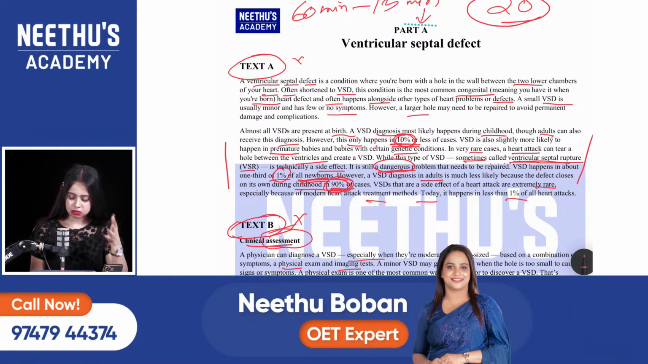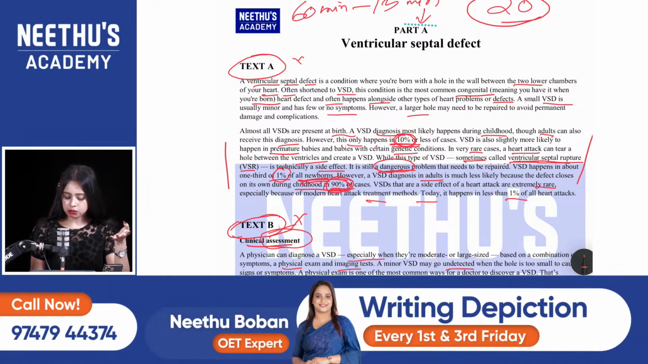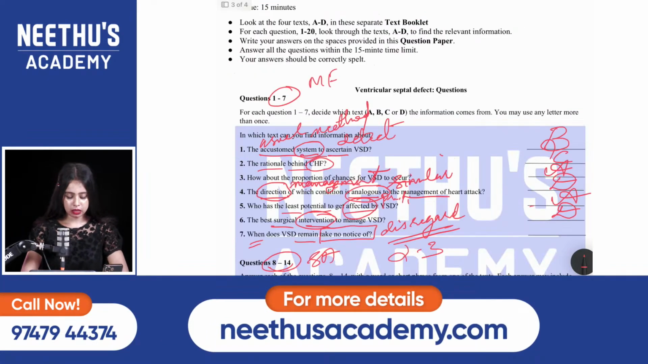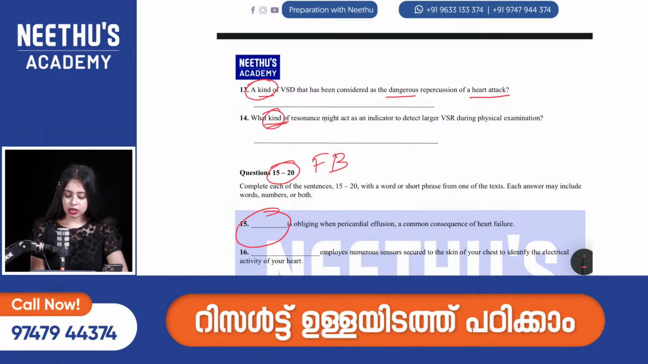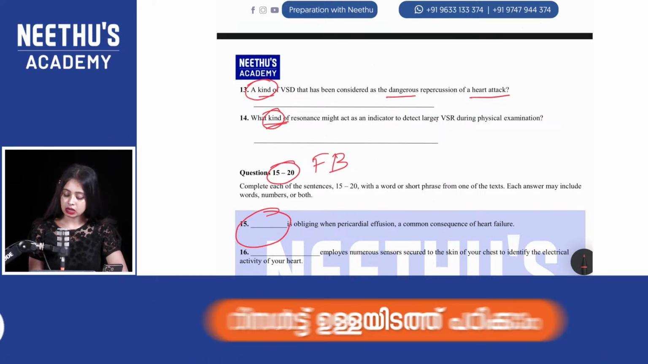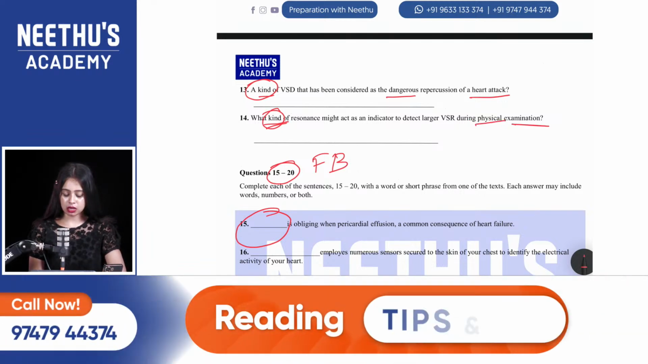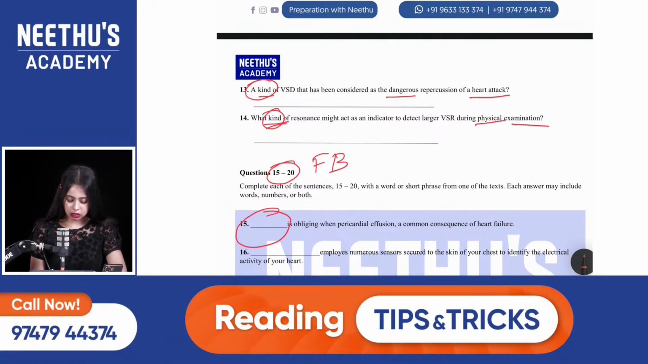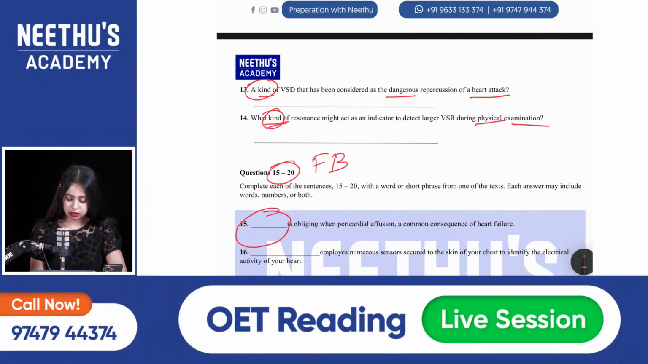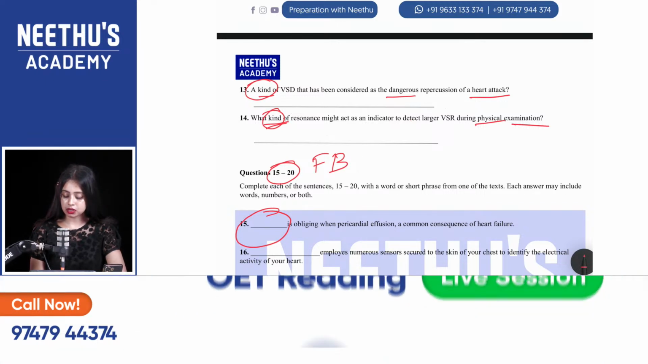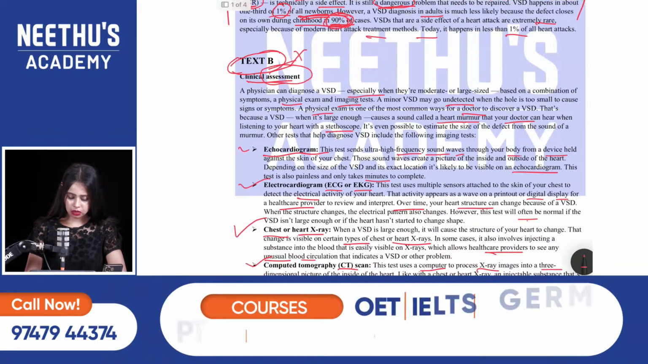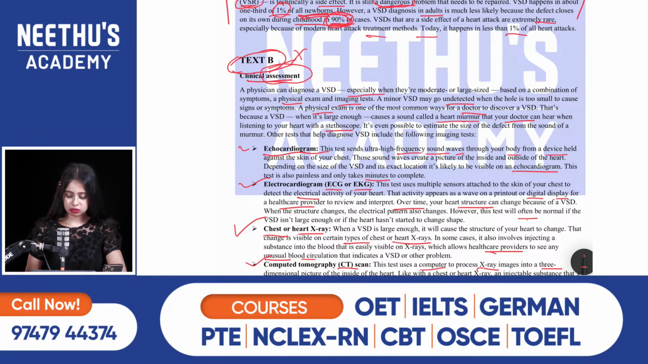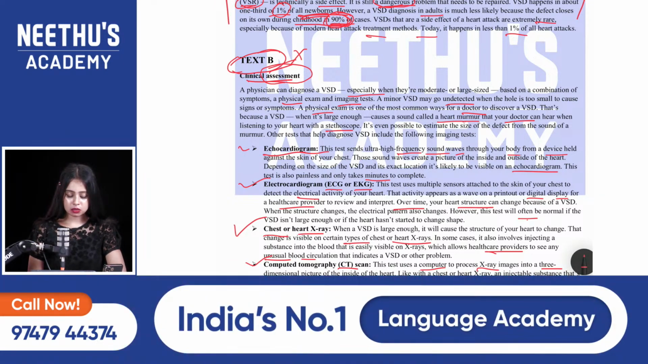You have to write the complete full form. You can write either the abbreviation VSR. Both are correct. Then, same pattern: what kind of resonance might act as an indicator to detect larger VSR during physical examination? Again, physical examination, I've marked, I guess. Where is it mentioned?